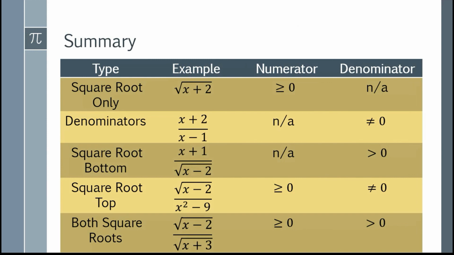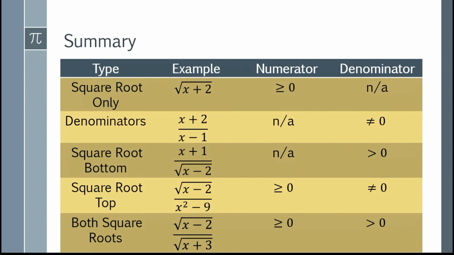Ang summary natin, paano natin malalaman yung mga sign? So, meron tayo dito, square root only, example, square root of the quantity x plus 2. Ang numerator lang, ang sign mo ay greater than or equal to 0. Denominator wala kasi square root only, wala naman denominator to. Pag denominator lang ka, wala kang papansinin sa numerator. Papansinin mo lang yung denominator, wag mo lang daw siyang equal sa 0.